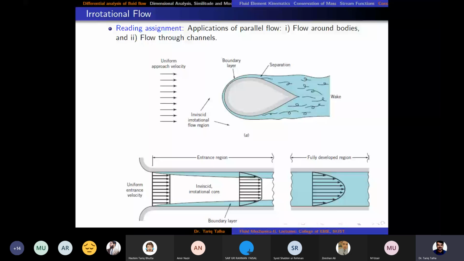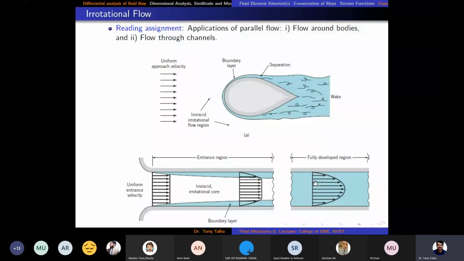And similarly, as I discussed in the last class, we can also take this assumption in the entrance region of a pipe flow. In pipe flow, there is an entrance region in which the velocity profile develops. In that region, because the velocity is constant in the radial direction, there is no shear stress. So in the entrance region, it is kind of a parallel flow.